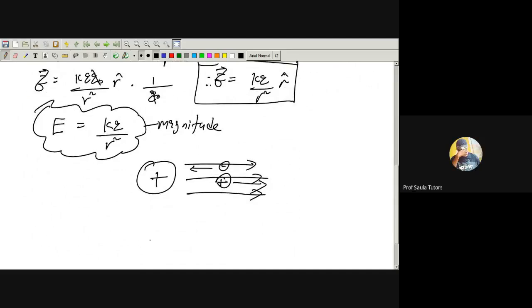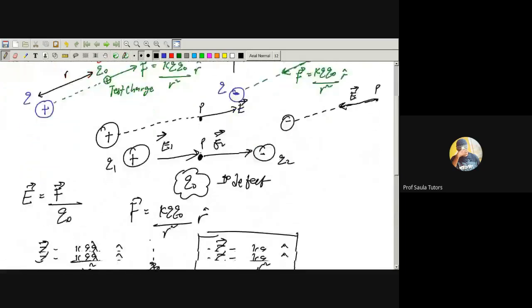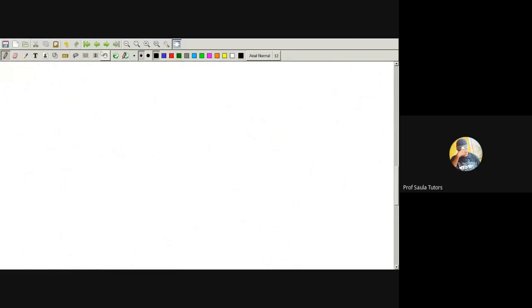Since we've learned all this and looked at the direction, let us now work on some problems. Let me start with a simple problem. We want to look at the electric field due to two charges. If you understand Coulomb's law very well, this one will be so easy for you.